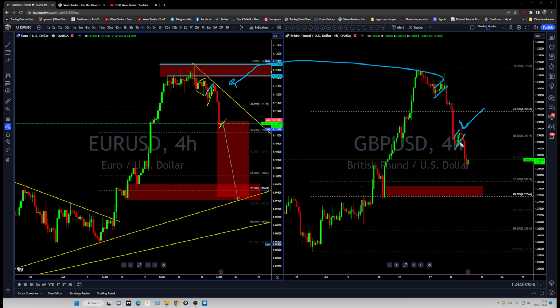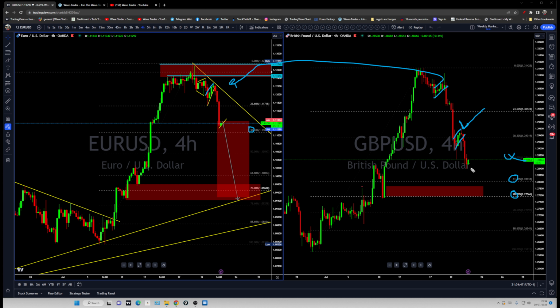We were expecting that to break down, and pound dollar broke down, and yeah, heading towards the 61 or 70% retracement. So we broke the 50. Okay, so on euro dollar we are still at 38. All right, we are still sitting at 38.